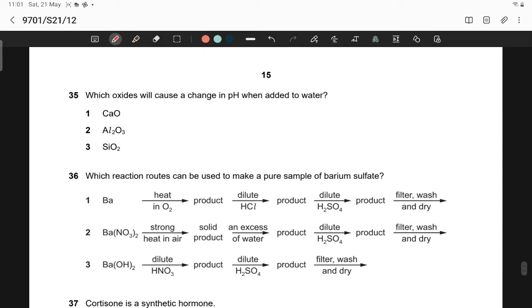Which oxides will cause a change in pH when added to water? Calcium oxide plus water forms calcium hydroxide. So calcium hydroxide is formed, so it increases the pH. So the first statement is correct.